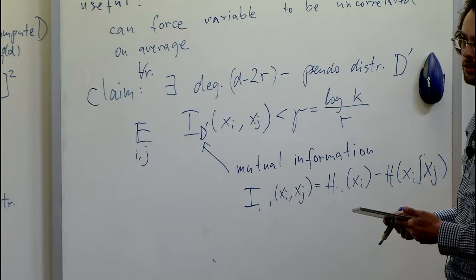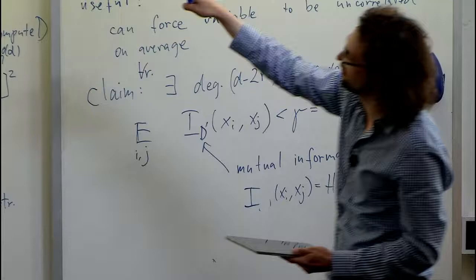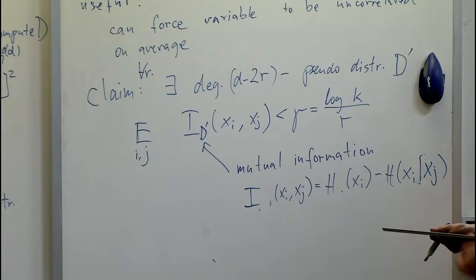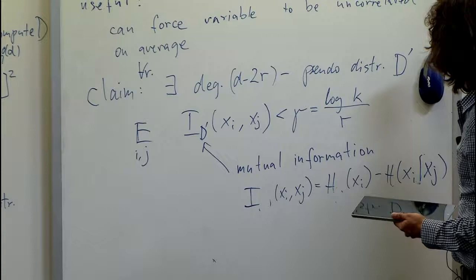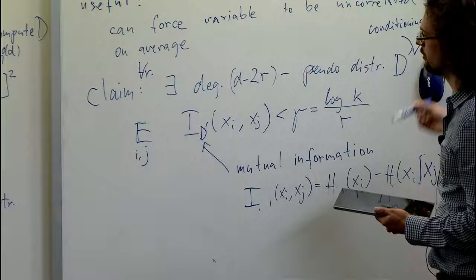Isn't that always with respect to some particular distribution? Yes, with respect to some particular. I wanted to fix d, and d prime was a particular pseudo distribution, and here I wanted the general definition. What's the relationship between d and d prime? Yes, that's good, I forgot to write that here. This d prime is a conditioning of d. So you obtain d prime by conditioning d this way.